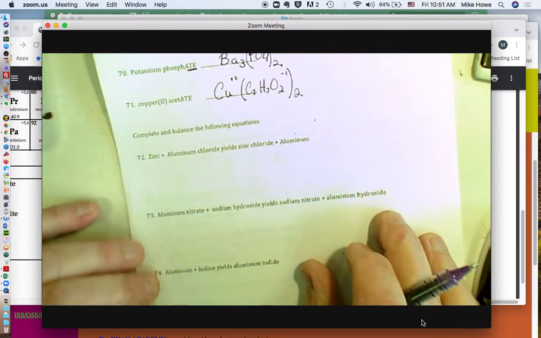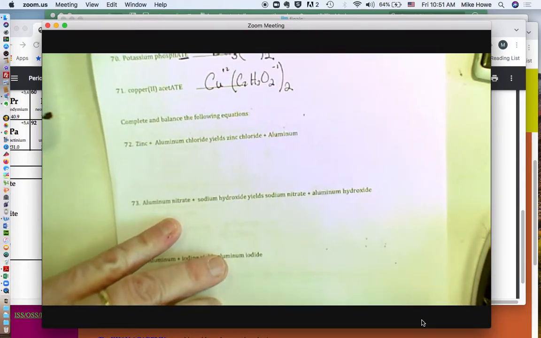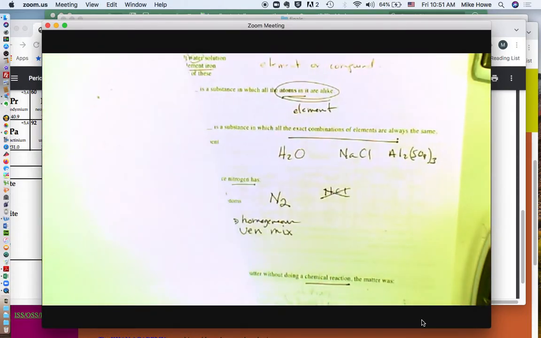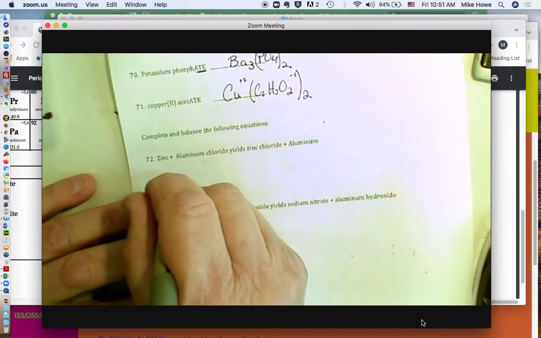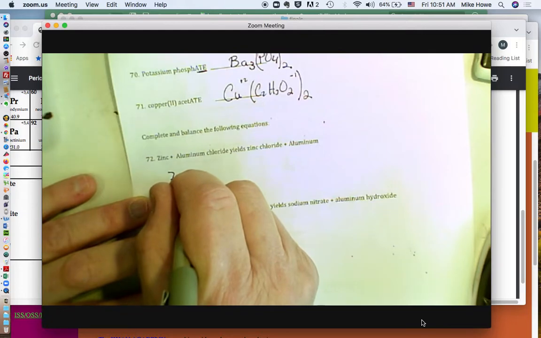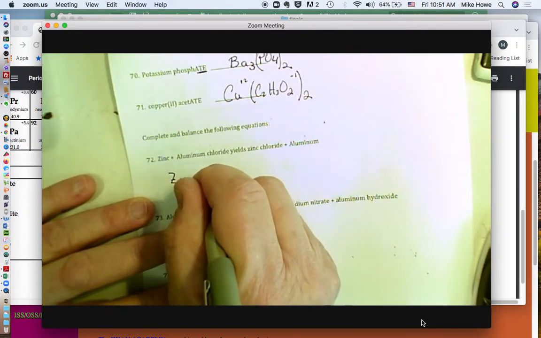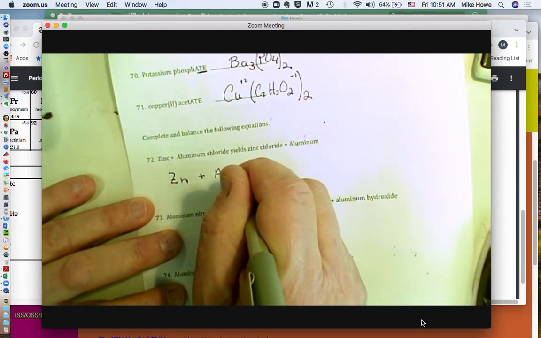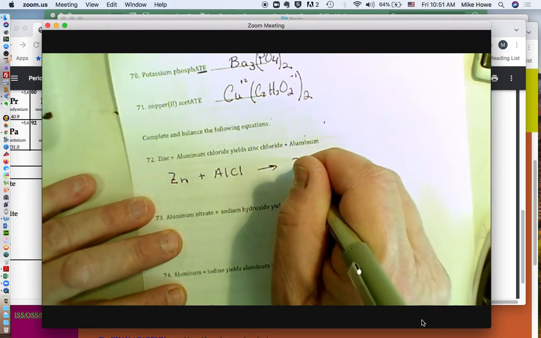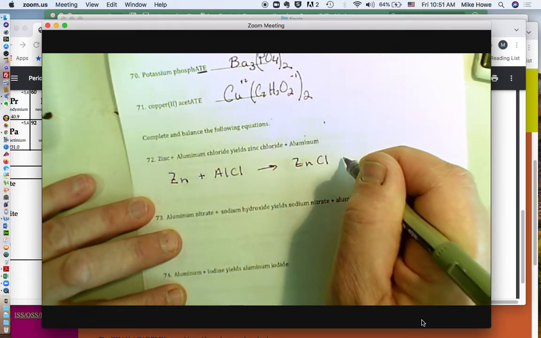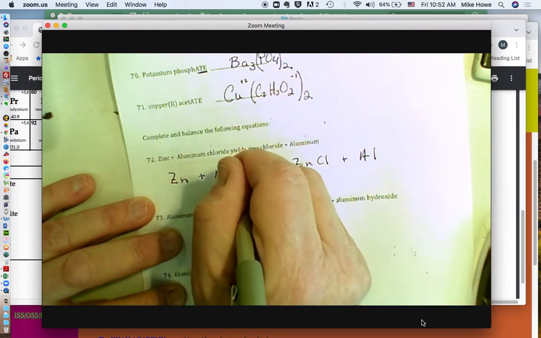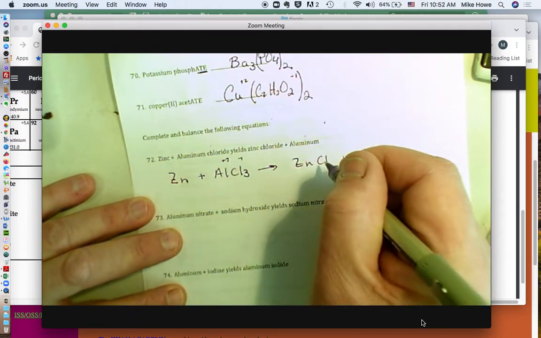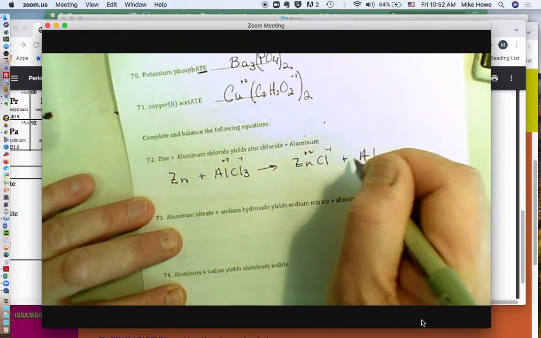And now we get into the hardest things that we've done, probably. And this is just balancing equations. We have 4 of them to do. So what you're going to do is write this symbol down. This is kind of like the precipitation lab that we did. You have aluminum chloride yields zinc and chloride. So I got the symbols written down. And now we're going to do the formulas. So that's a +3, and that's a -1, so that has to be a 3 down here. This is a +2, that's a -1, so that has to be a 2.